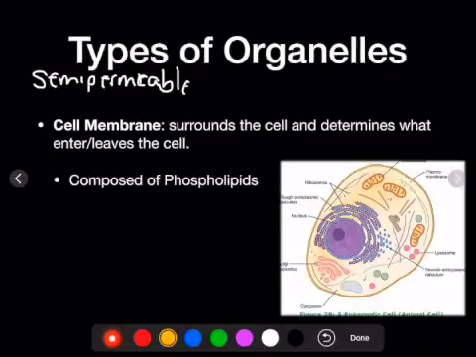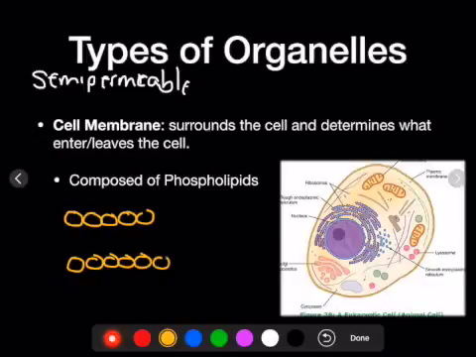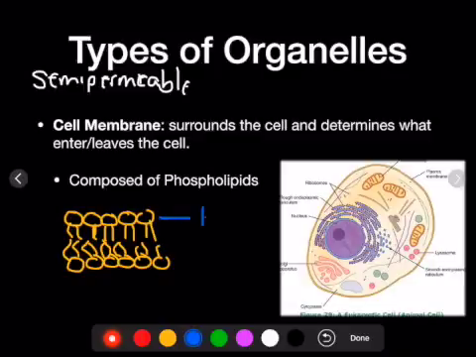It's composed of what's known as a phospholipid, and you often hear this as the phospholipid bilayer. The reason for this is that phospholipids are arranged into layers. So they kind of look something like this. Now, the heads are hydrophilic.